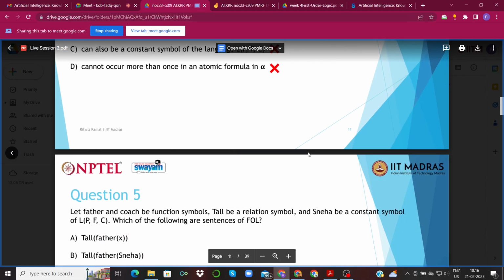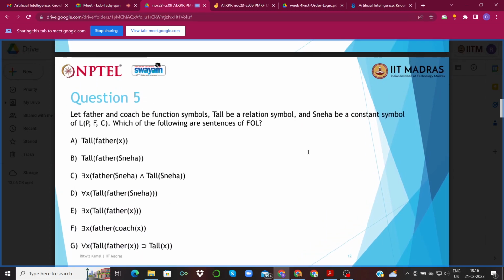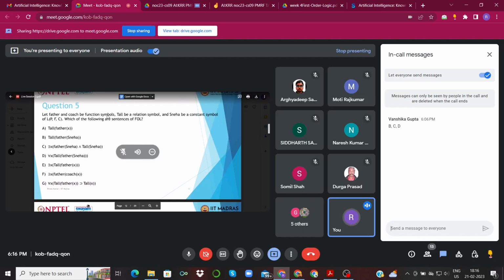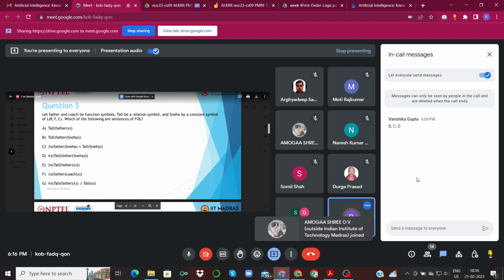So let's move on to the next question. Question 5 says, let father and coach be function symbols, tall be a relation symbol, and Sneha be a constant symbol of a language LPFC. Then which of the following are sentences of first order logic? Okay, so I'm not launching a poll for this one because there are too many options. You can just write your options or opinions in the chat, or you can speak up. I'll give you some time to go through the options because there are quite a few of them.